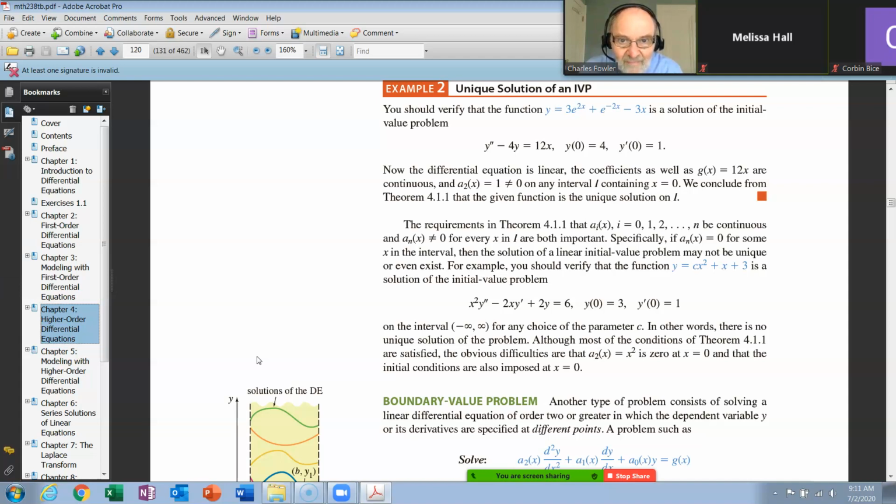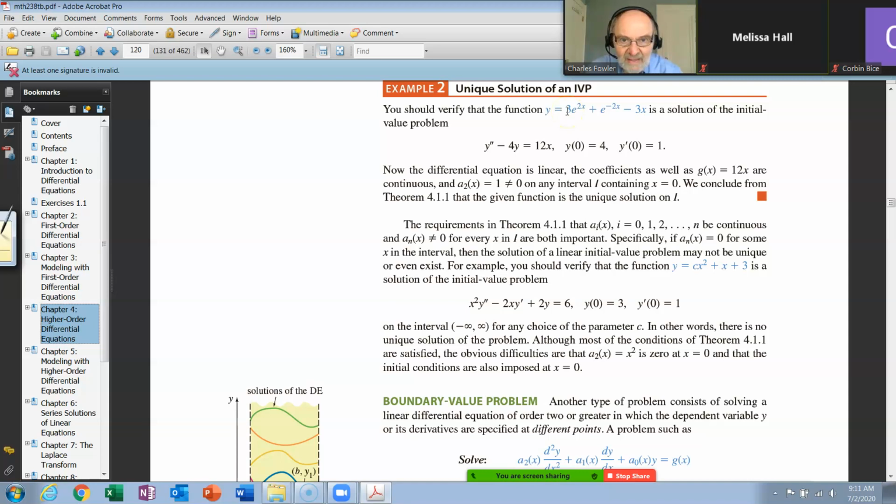Okay, now that solution is linear. The coefficients as well as g of x are continuous. They're either constant or a polynomial, monomial in fact. Continuous everywhere. The leading coefficient is not 0, it's a 1, and it contains any interval containing 0, positive to negative infinity. Yep, done. We conclude that then is your unique solution. There are no others. Look no further.